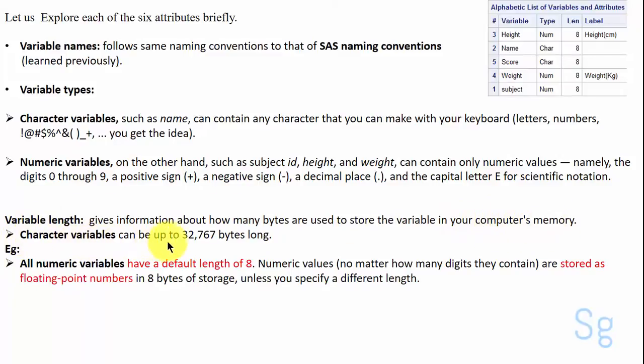A character variable can be up to 32,767 bytes long, whereas all numeric variables have a default length of 8. Numeric values, no matter how many digits they contain, are stored as floating point numbers in 8 bytes of storage unless you specify a different length. As you can see here, all our numeric variables by default have a length of 8.